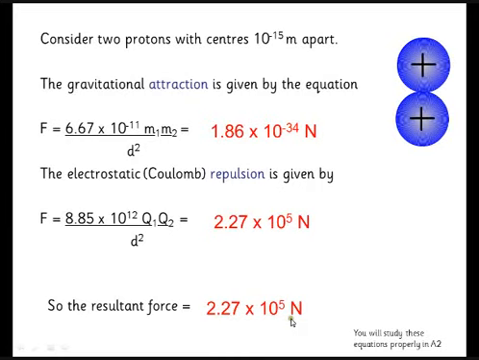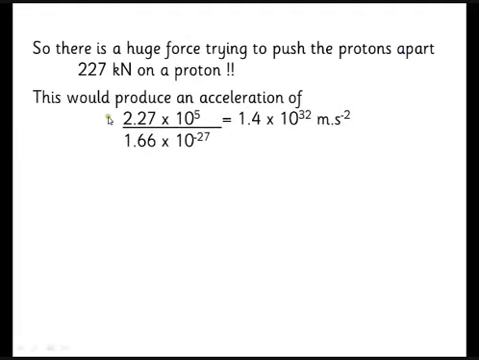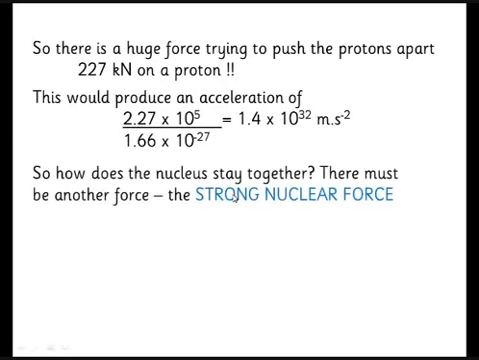Think about the size of that force. That's a big force on a human scale. This has been applied to a tiny proton. For example, if we wanted to work out the acceleration, we do the force divided by the mass. This would create an acceleration of 1.4 times 10 to the 32 metres per second squared. If you applied that force for 10 to the minus 24 of a second, it would already be travelling at the speed of light. So there must be something else.